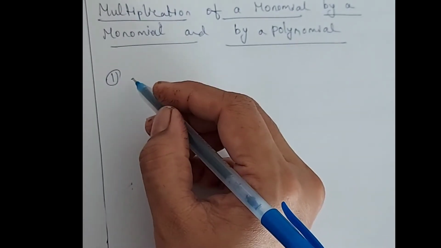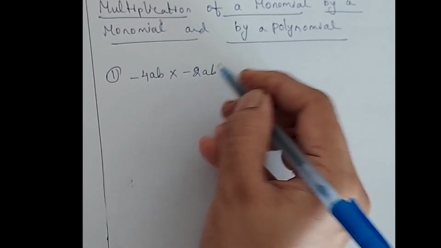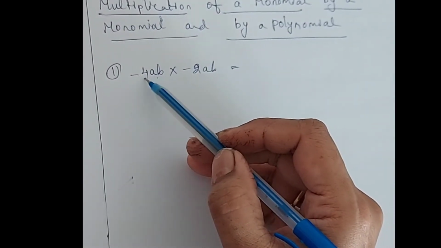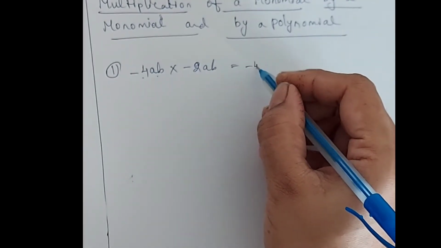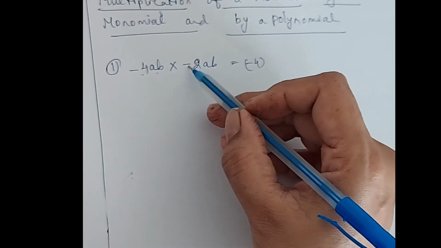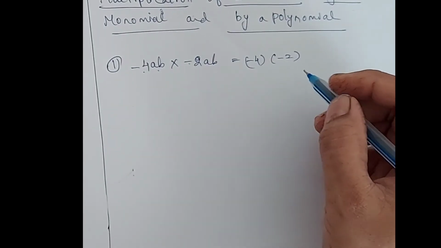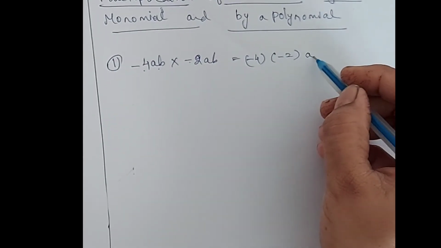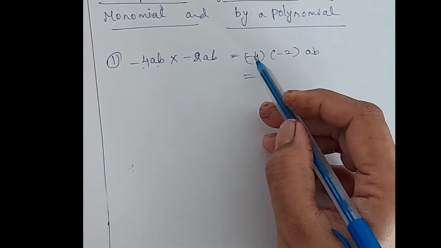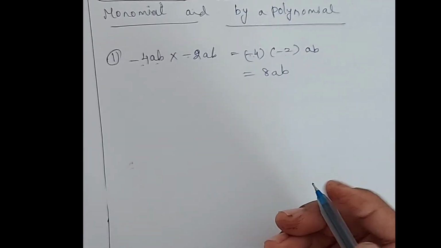First one, minus 4ab into minus 2ab. What are the coefficients here? AB's coefficient is minus 4. So first we will take this minus 4, and in the second algebraic expression minus 2 is the coefficient, and after that we will multiply the AB. So minus 4 into minus 2 you will get 8, that is, minus and minus will get cancelled. You will get 8AB as the answer.